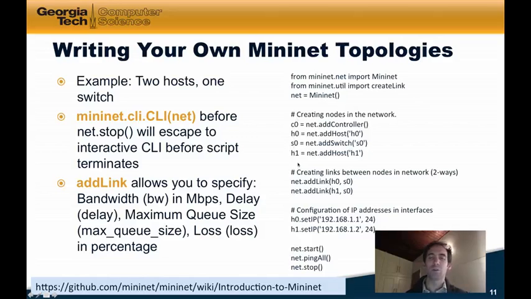After we create our nodes, we can create links between the nodes in the network using the add link method. So here we create a link between H0 and S0, one host and the switch, and we create a second link between H1 and the same switch, S0. So at that point, both hosts are connected to that switch, S0.